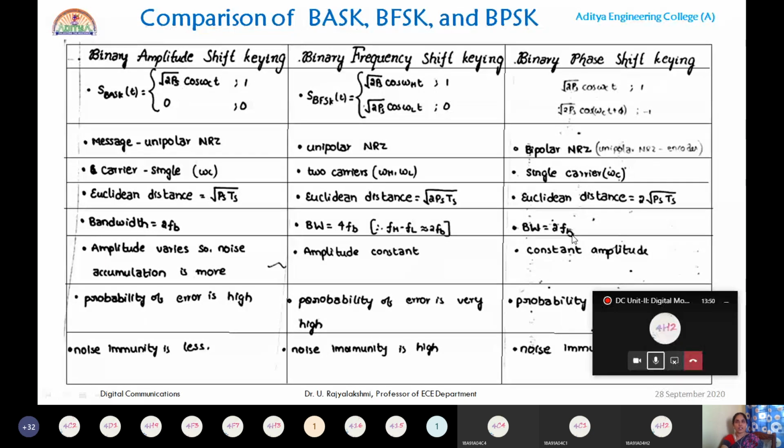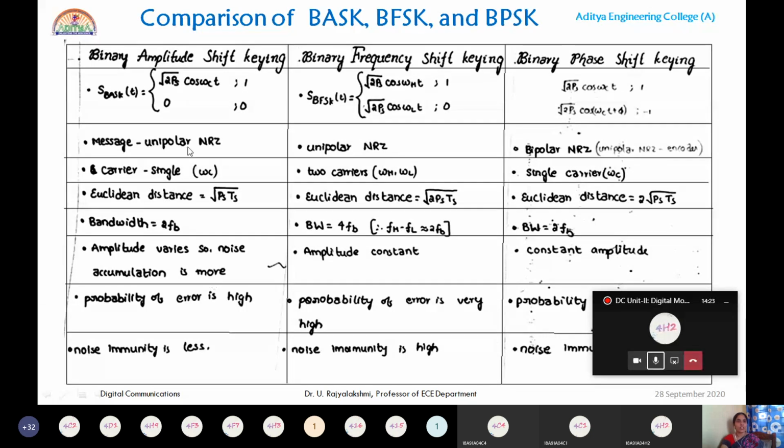And in 8-ary PSK, what is the value of bandwidth? 2 FB by 3. So you can see one thing here. As you increase the value of N, or else you can say if you group more number of bits per symbol, we can reduce the bandwidth. You can see that by seeing the relation between bandwidth and the number of bits grouped per symbol. Bandwidth is 2 FB by N.